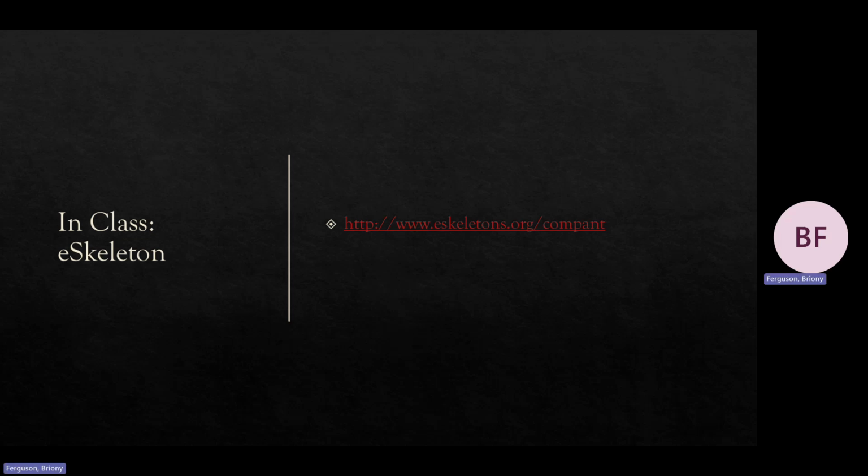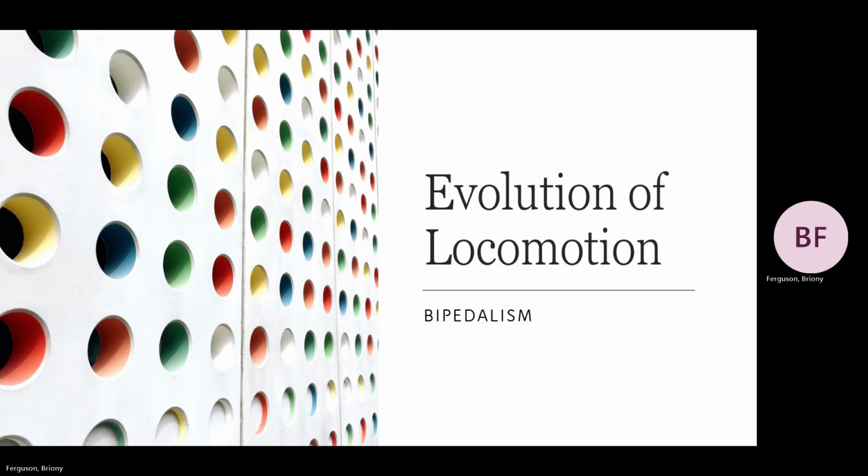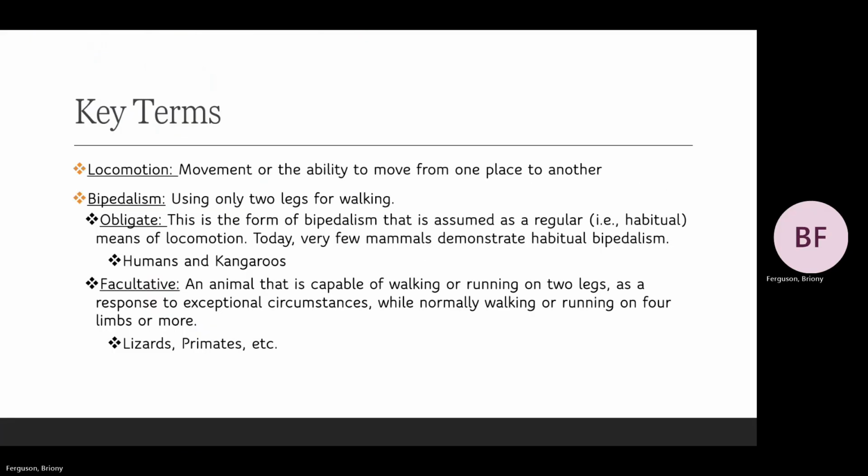Now moving on, we will talk about Lab 10, which is about the evolution of locomotion, specifically about bipedalism. So, some key terms, we've talked about this before. Locomotion just means the movement or the ability to move from one place to another. Bipedalism is using only two legs for walking. However, there are different types of bipedalism.